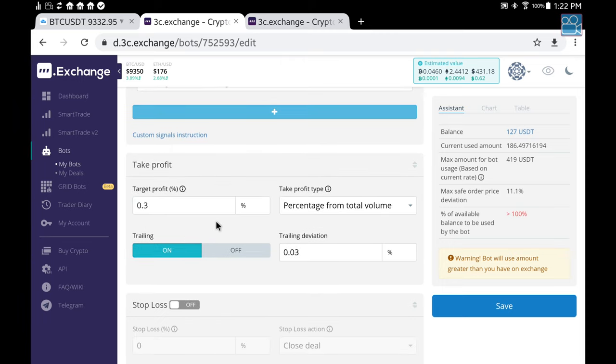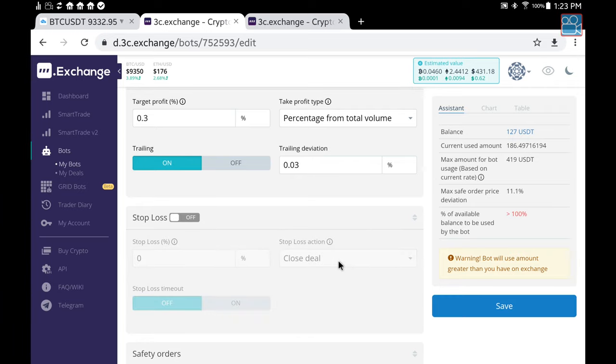Now, for my take profits here, I start at 0.3%. And my deviation is 0.03%, or my retracement. I don't use a stop loss because the idea behind this principle is you keep averaging down until you profit.